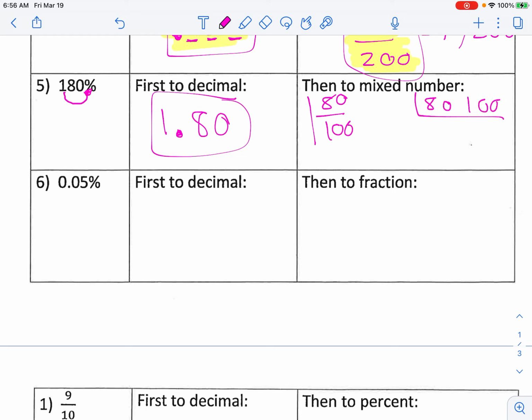Numbers ending with zeros can be divided by 10. Even numbers can be divided by 2. So this reduces to 1 and 4/5. Don't forget that whole number 1 sitting in front of that fraction. So 180% is equal to 1 and 80 hundredths is equal to 1 and 4/5.